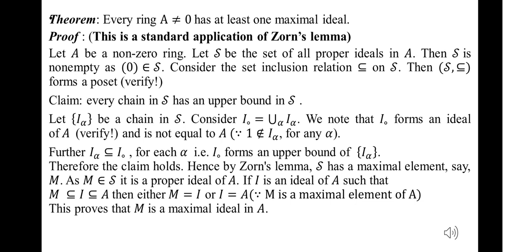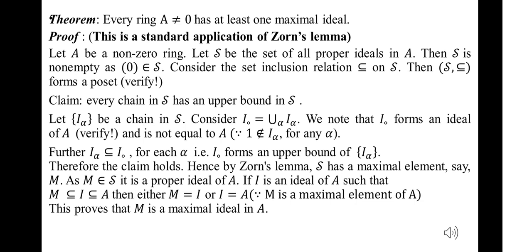Since this maximal element M belongs to S, by the definition of S, it follows that M is also a proper ideal of A. Further, if I is any ideal of A such that M is contained in I and I is contained in A, then it must happen that either I is equal to M or I is equal to A because of the maximality of M in the poset S. Otherwise, it will contradict the maximality of M in the poset S.